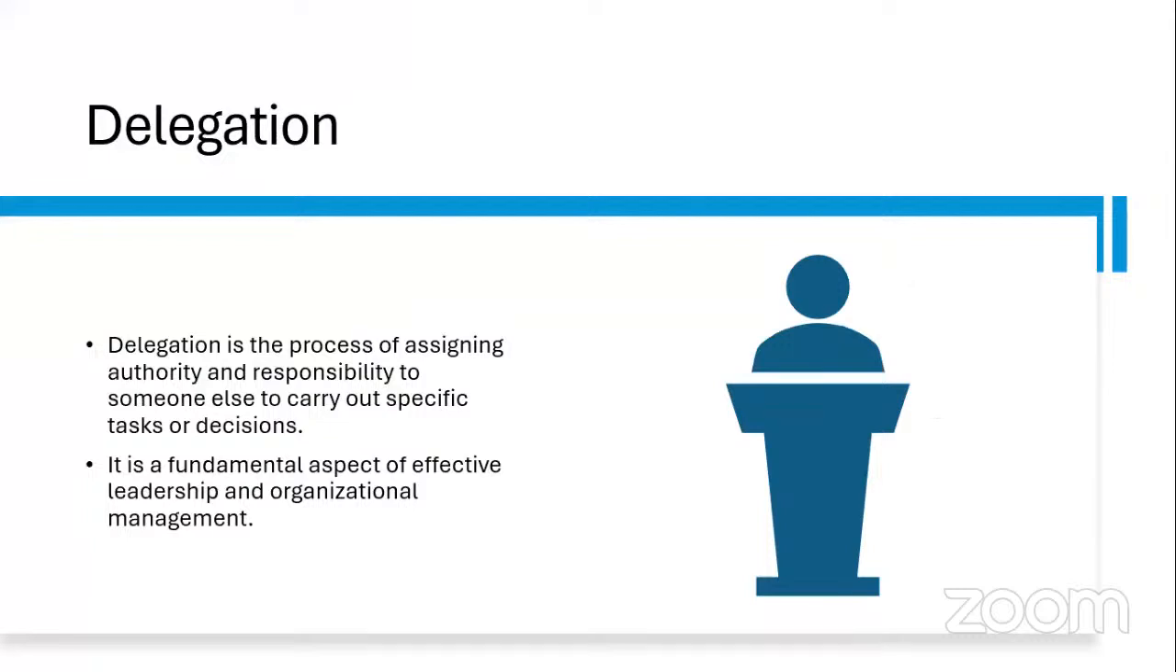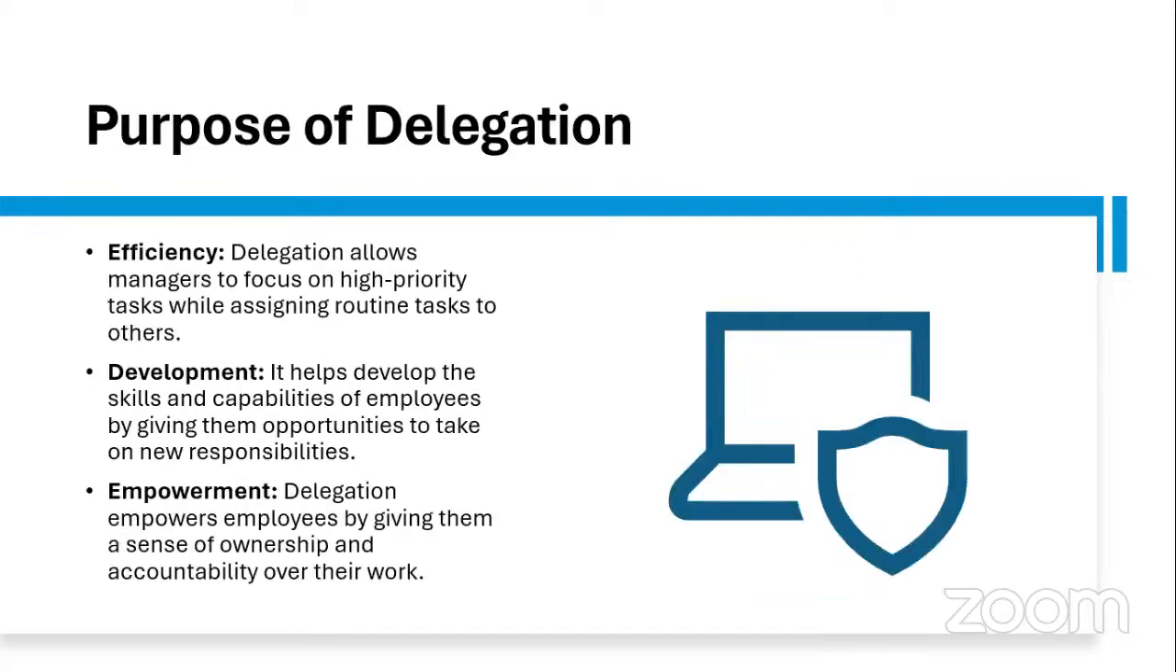Now, quickly, let's look at delegation. Delegation is a serious matter. It is a process of assigning authority and responsibility to someone else to carry out specific tasks or decisions. If delegation is done well, it moves the organization forward. If delegation is not done well, it can put the organization into trouble. It is a fundamental aspect of effective leadership and organizational management. Purpose of delegation: to promote efficiency, promote development, and empower the employees.